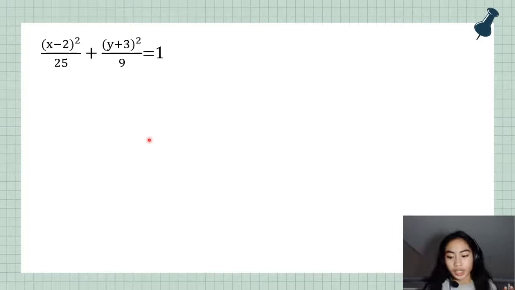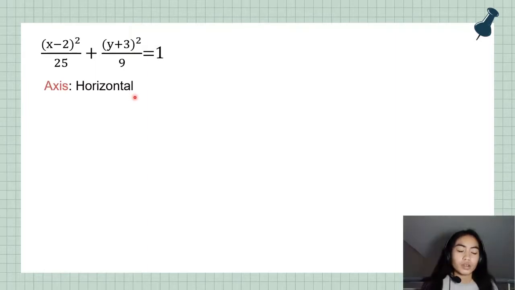And now we have the standard equation, so we can already determine the different properties of our ellipse. So we first need to know what is the axis of this ellipse. So the axis of this, as you can see, is horizontal because the A is greater than the B. 25 is greater than 9.